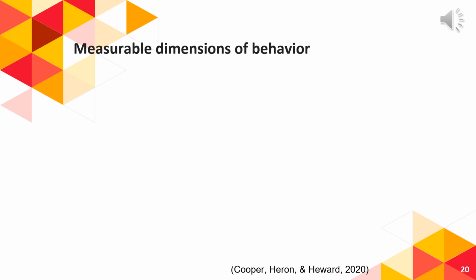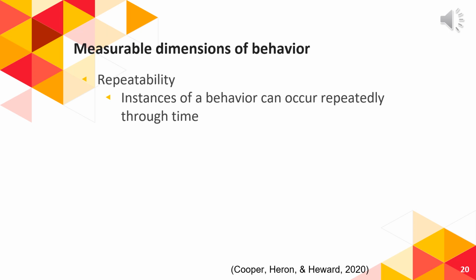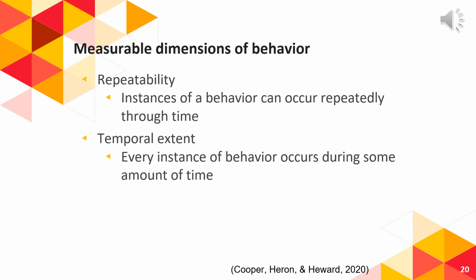Now let's take a look at some of the measurable dimensions of behavior. First, we have repeatability. Instances of a behavior can occur repeatedly through time. Frequency and rate are examples of this. Next, we have temporal extent. So every instance of a behavior occurs during some amount of time. What this means is that the duration of the behavior can be measured. So duration per occurrence, and duration per session are examples of this.